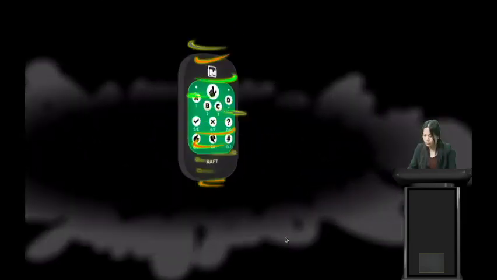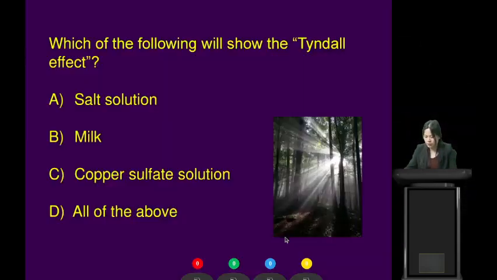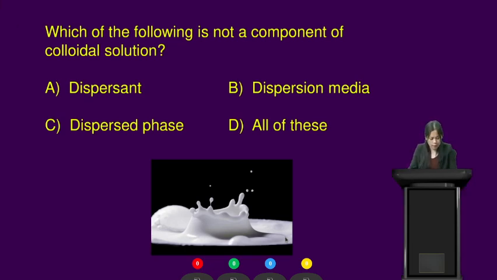Alright students, we have another question. Please get your rough devices ready. The question is, which of the following is not a component of colloidal solution? Option A is dispersion. Option B is dispersion media. Option C is dispersed phase. Option D is all of this. So I'm giving you 30 seconds for this question. Your time starts now.